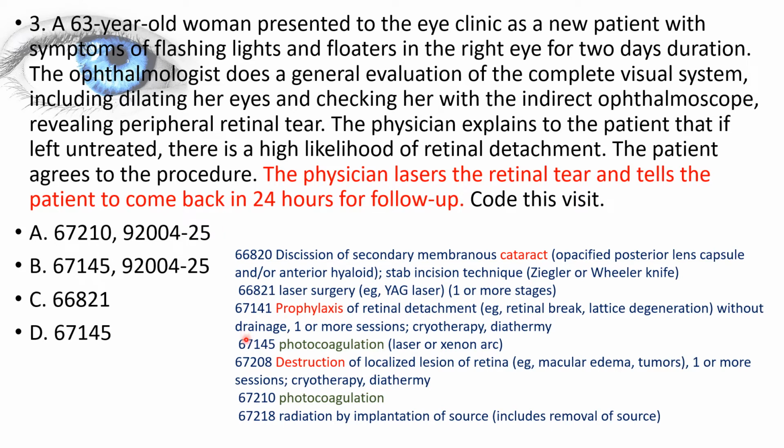So, these are the codes. 66820, 66821, this is for cataract. 67141 is for prophylaxis. 67208 is destruction. So, what is the question? Can't find any cataract. Since the question doesn't mention cataract, we can remove 66821 this code. Okay, now we have to find whether this is prophylaxis or destruction.